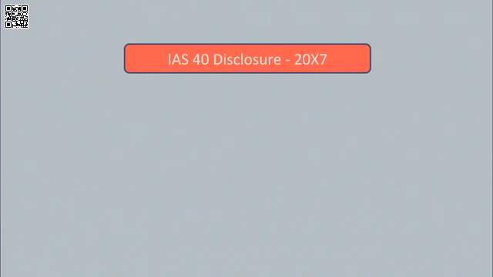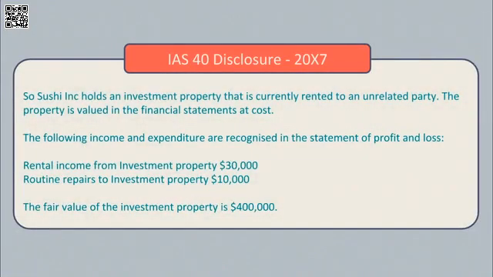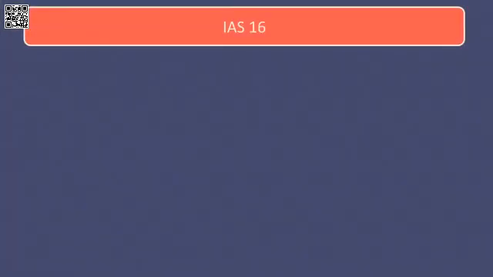Under investment property, Sushi Inc. holds an investment property that is currently rented to an unrelated party. The property is valued in the financial statements at cost. The following income and expenditure are recognised in the statement of profit and loss: rental income $30,000, routine repairs $10,000. The fair value of the investment property is $400,000.